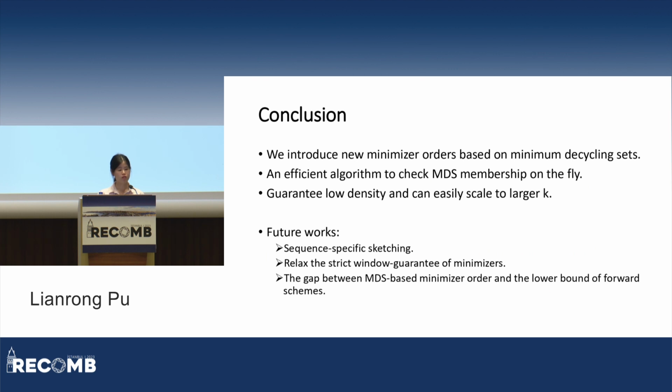So in conclusion, we introduce new minimizer orders based on the minimum decycling set, which can guarantee lower density, but also can easily scale to large values of k. And in the future, we would like to extend it to sequence-specific sketching, or we try to realize the strict window guarantee of minimizers and see if we can get better conservation. And also, in theory, the gap between the minimum decycling set-based order and the lower bound of the forward scheme is very interesting and deserves to be explored.